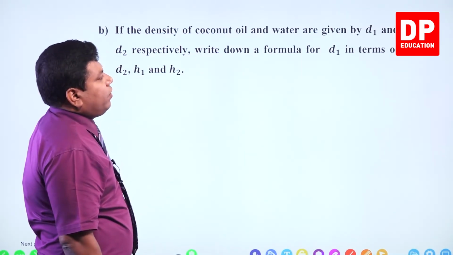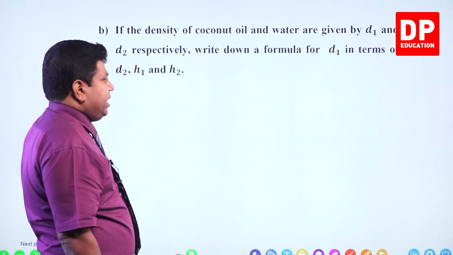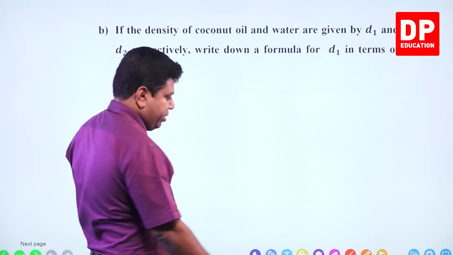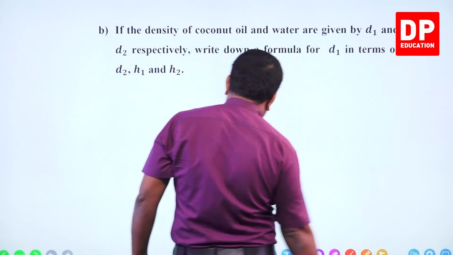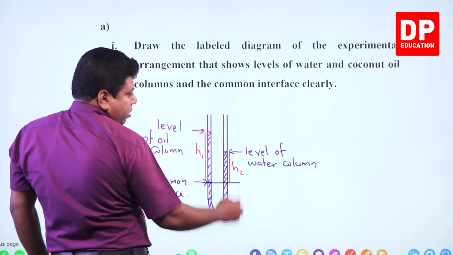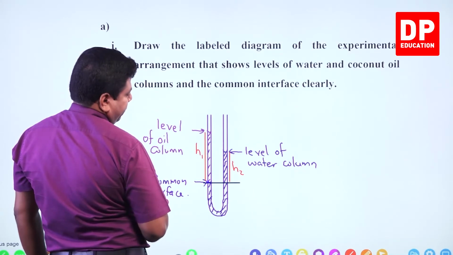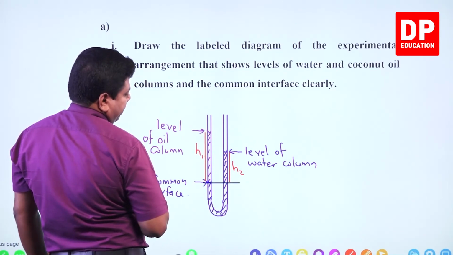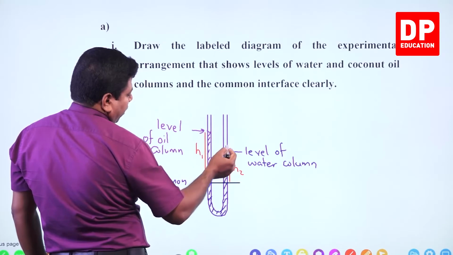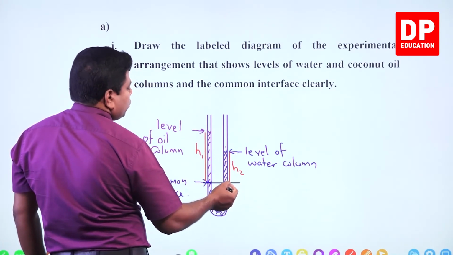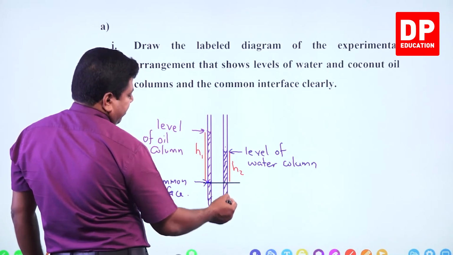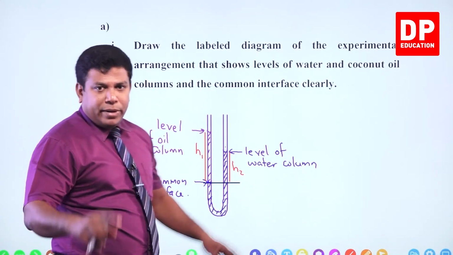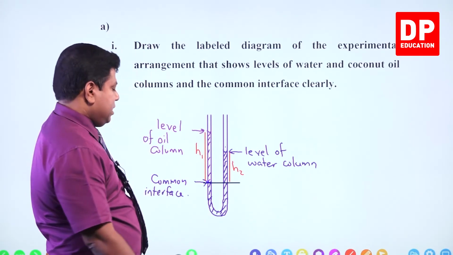If the density of coconut oil and water are given by D1, D2 respectively, write down a formula for D1 in terms of D2, H1 and H2. We have done this several times. We are experts in it now, isn't it? If I take the atmospheric pressure as Pi, the pressure at this point will be Pi plus H1 D1 G. D1 is the density of oil. Similarly, on the other side, Pi plus H2 D2 G. Since it is the same liquid, connected, at the same horizontal level, pressures have to be equal, right?